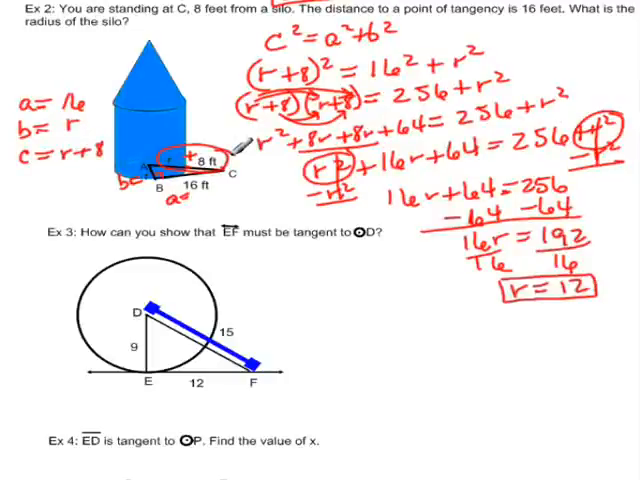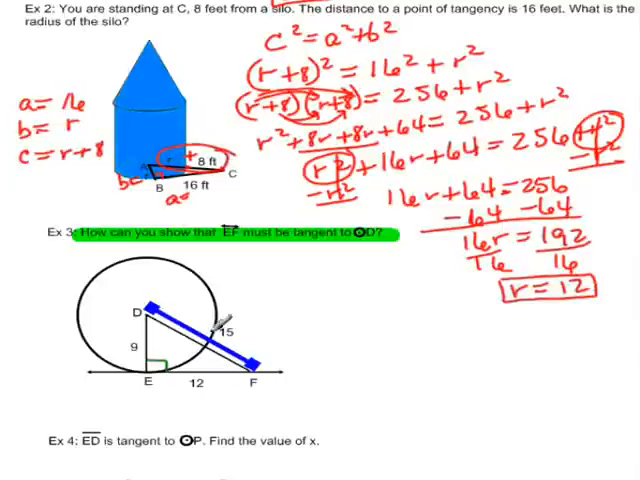All right, so now that we've done that, let's see if you can answer this question. It says, how can you show that EF must be tangent to D? So what must be true about this triangle if this line EF is tangent to this circle right here, circle D? Well, it must be a right angle. So how could we know if this is a right angle? Well, we could use the Pythagorean theorem.